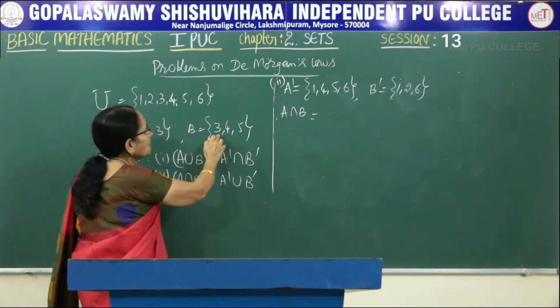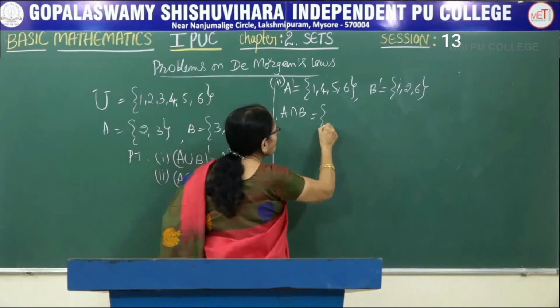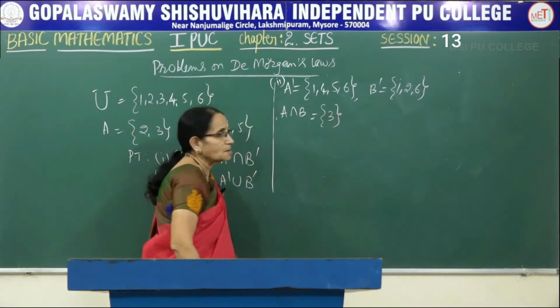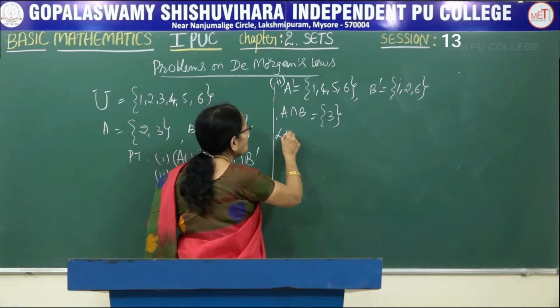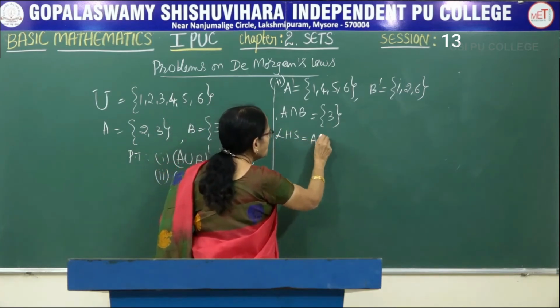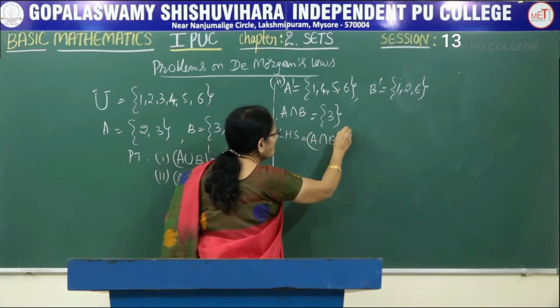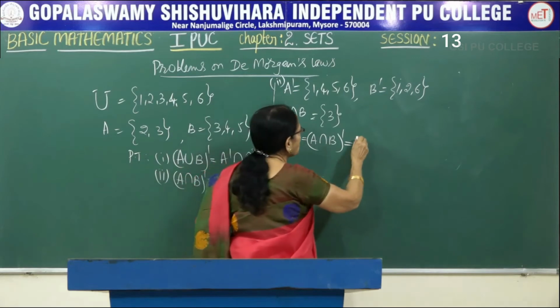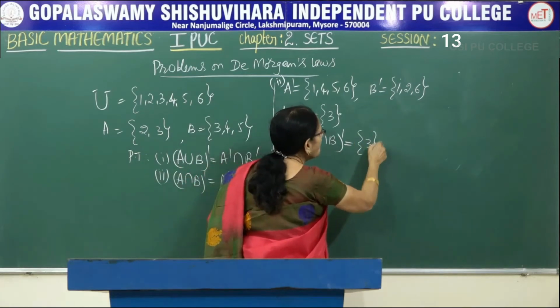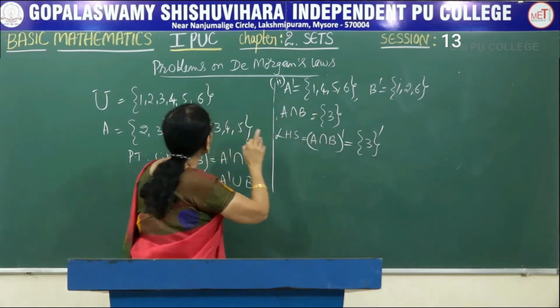What is the common element here? Common element is only one, that is a singleton. Now let me start with the left hand side. That is (A intersection B)'. What is that one? 3'. Now 3 is the only element.